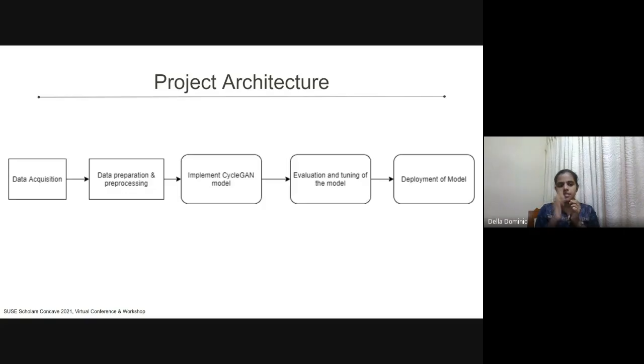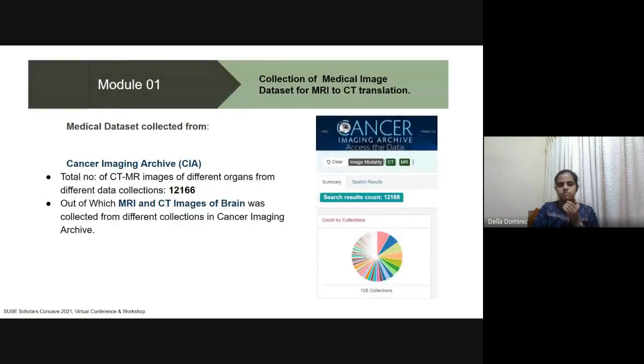For unpaired images, basically I used two main methods: a noise filtration method and the N4 bias field correction method, which we will see later in detail. The third step is implementation of the CycleGAN model, and finally we have evaluation and fine tuning of the model, and deployment of the model into a web app or a mobile app.